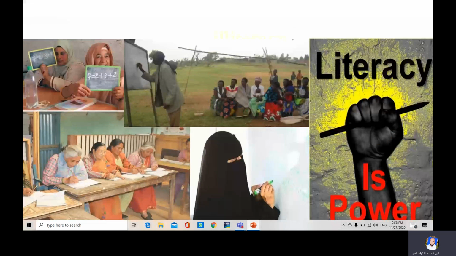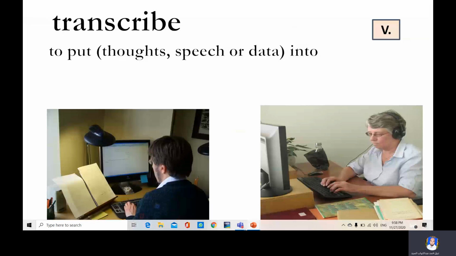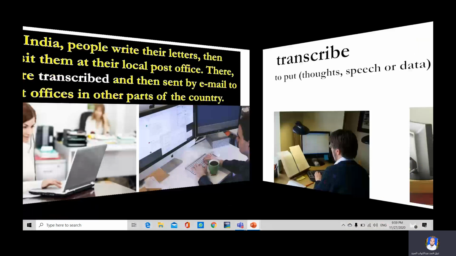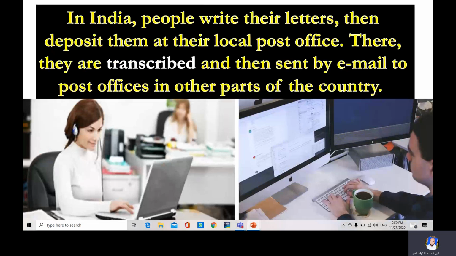Transcribe. What are they doing? They are transcribing letters or writing. They are putting thoughts or speech or data into a computer. In India, people write their letters, then deposit them at their local post office. Deposit means send. There they are transcribed and then sent by email to post offices in other parts of the country. So transcribed means they write into other data. They write their thoughts or these pieces of information into the computer.